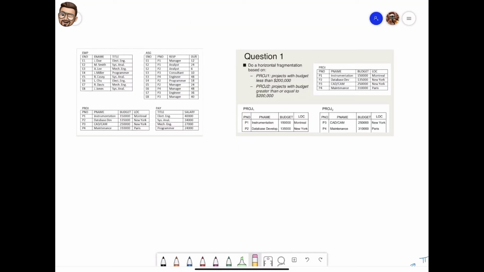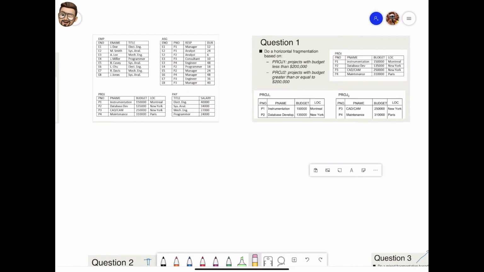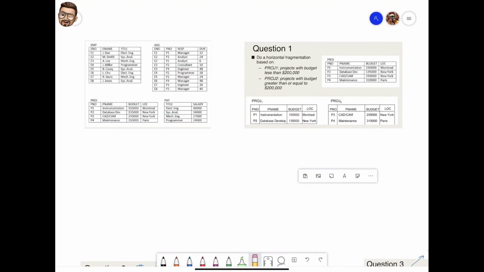So let's take a look at the case study. When you get the case study, normally you will be given the relational schema or some sample data over here. So if you are given this, the first thing that you do is please draft the ERD. Please draft the ERD first.